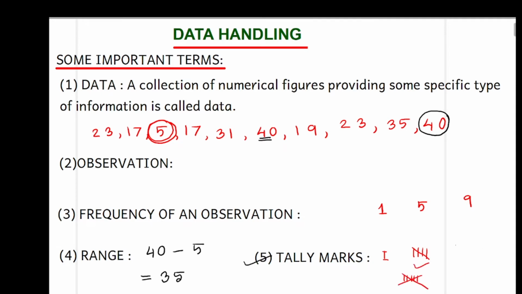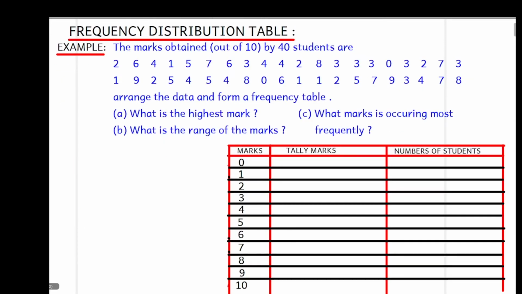Then for 9 what to do? 5, then 1, 2, 3, 4, 5. Then how many more 4 we need? Now it indicates what? 9. Okay. Now see the frequency distribution table. This is the frequency distribution table.